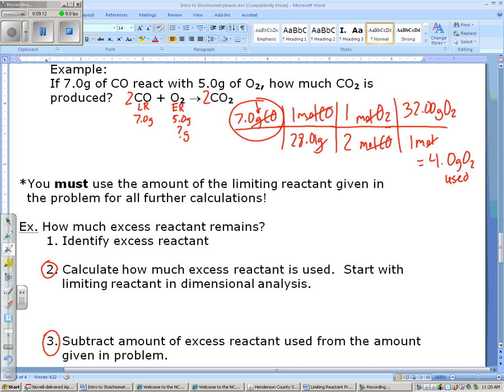Subtract the amount of excess reactant used from the amount given in the problem. That will tell us how much remains, because that is the question. So, I had 5 grams of oxygen. That was given to me in the problem. And I subtract out the 4 grams that I used. So I end up with 1 gram of oxygen remaining. And that's how you work with limiting reactant.